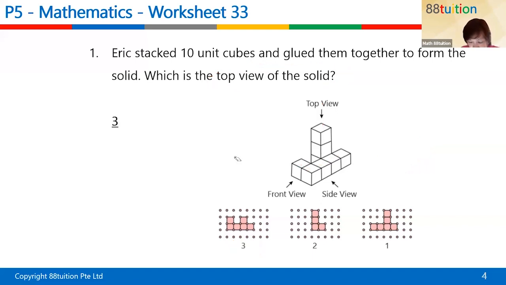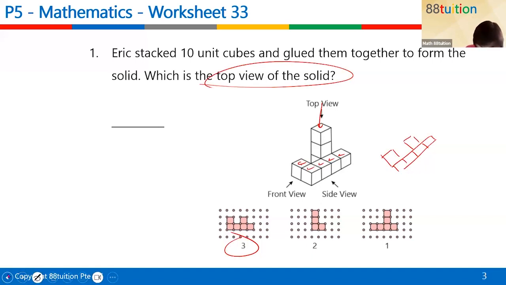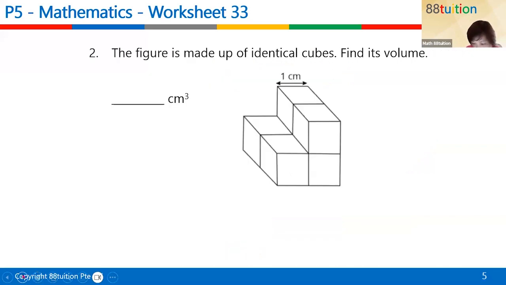Next question. Did I write down the option? Top view here is 3. The figure is made up of identical cubes. So now for volume, what I want to do is I want to go by tower counting. What do I mean by counting the tower? Means from here downward. Downward, that means here is the tower.